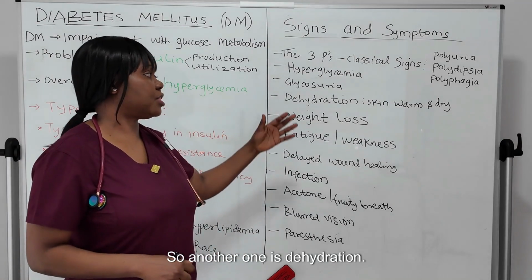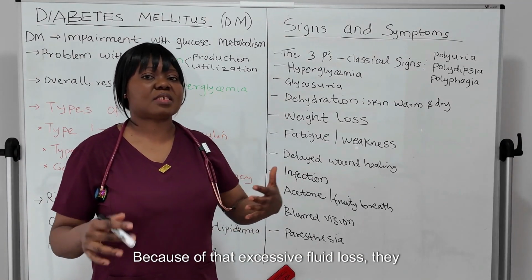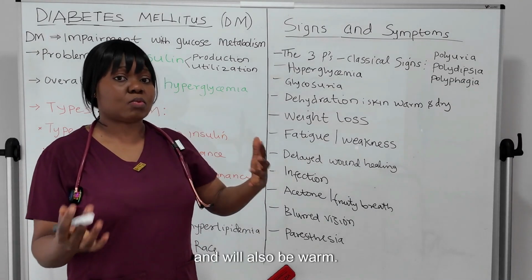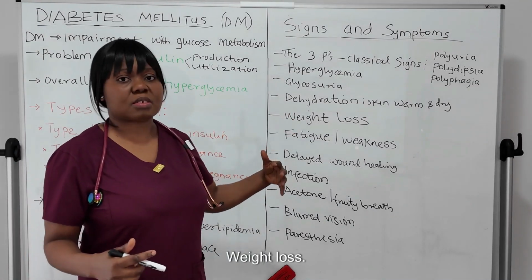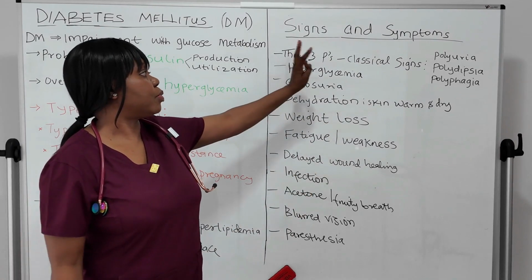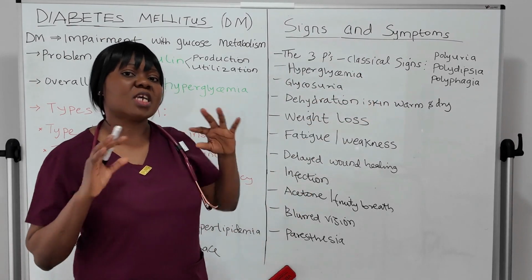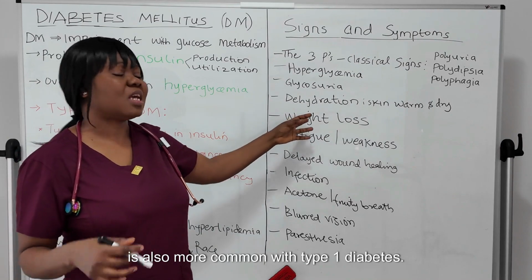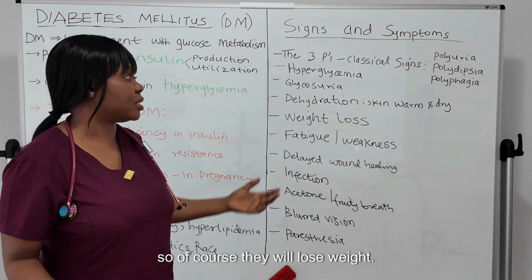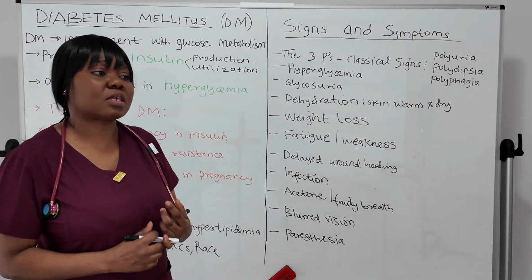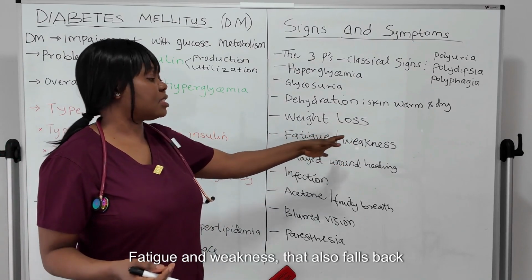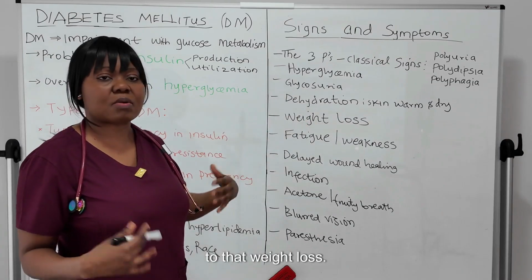So another one is dehydration. Because of that excessive fluid loss, they become dehydrated, and then the skin will be dry and also warm. Weight loss. This weight loss is more common with type 1 diabetes. Even the polyuria, polydipsia, polyphagia is also more common with type 1 diabetes. That's because the glucose is not being utilized by the body, so of course they will lose weight. As they are losing fluid and the glucose is not properly absorbed, they will lose weight.